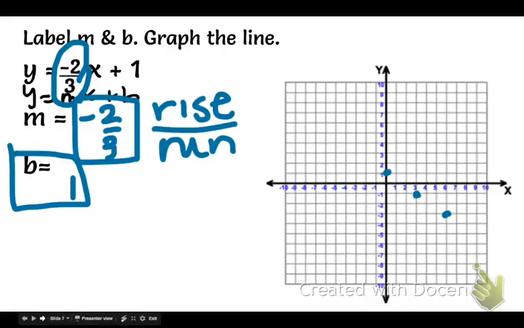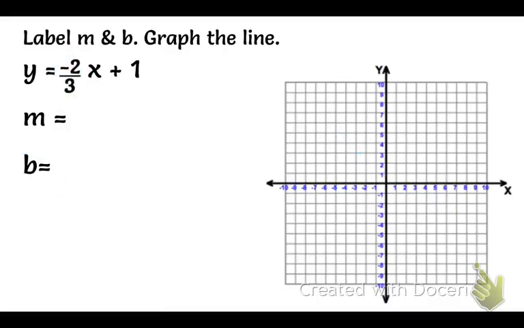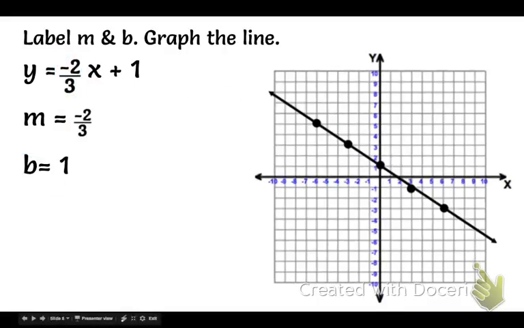Again, to get some points on the other side of the y-axis, I just change my direction. I'll go up 2 and left 3. Up 2 and left 3. I'll grab my straight edge and connect these points with a ruler, and my line will look like this. Again, pointing out that I have arrows on both sides of my line.